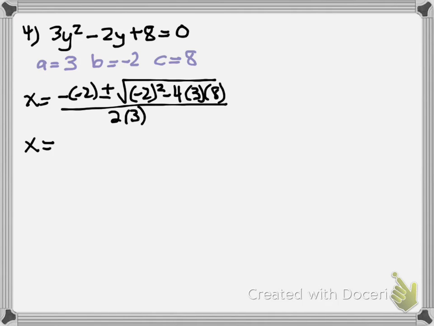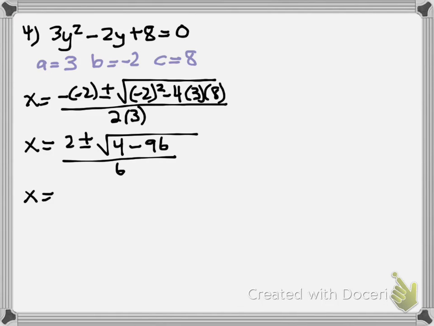So a negative times a negative is a positive. Negative 2 squared is a positive 4. And then we have minus 4 times 3 times 8, so we have 12 times 8 is 96, all over 6. And we get x equals 2 plus or minus the square root of negative 92, all over 6. And we actually have a problem.